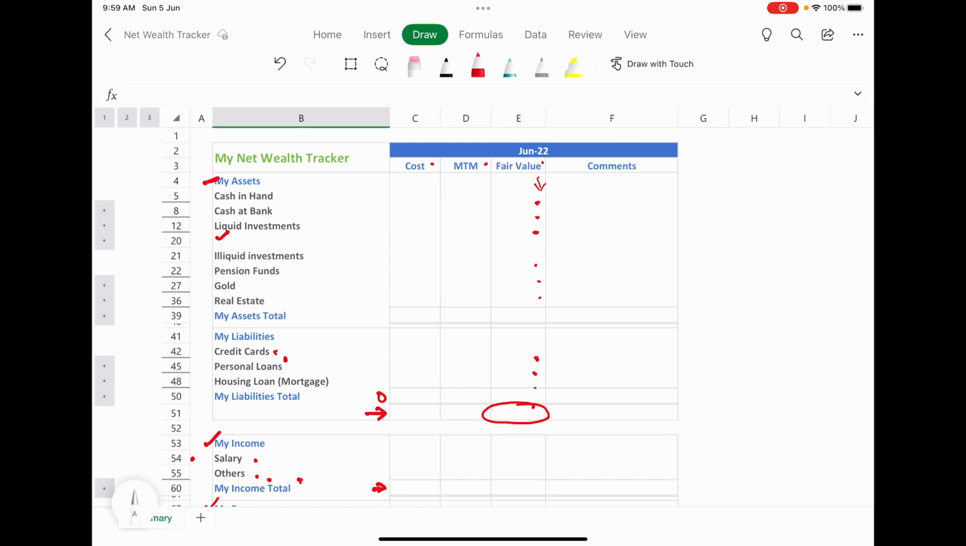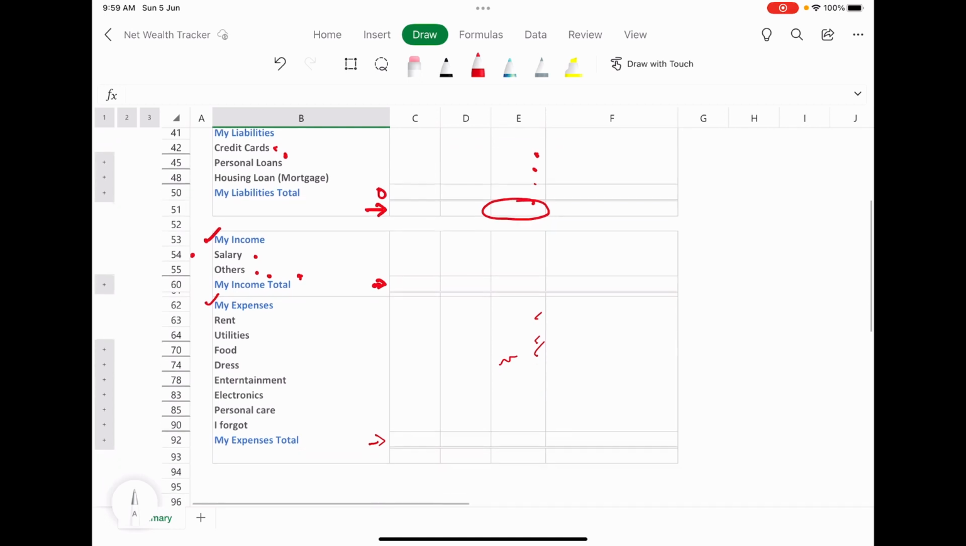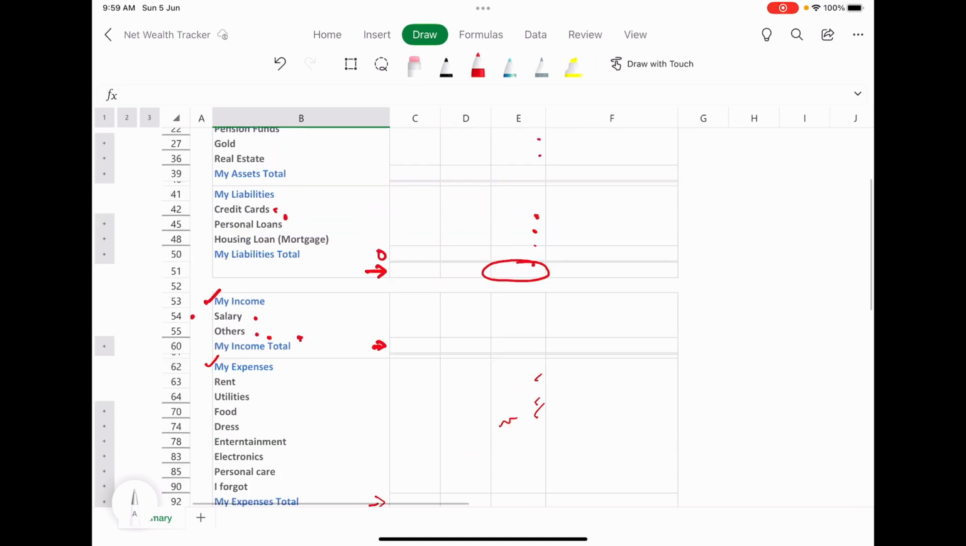So, that is it, a very simple framework to keep track of your assets and liabilities and also to keep track of your income and expenditure. Try this and let me know if this is useful to you.